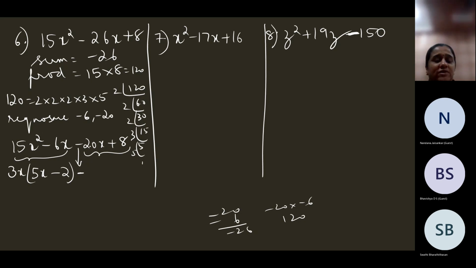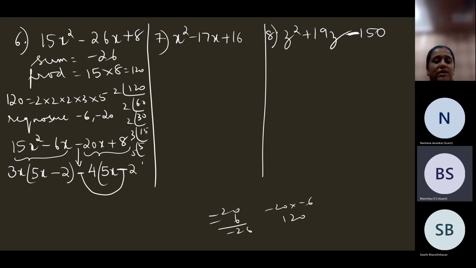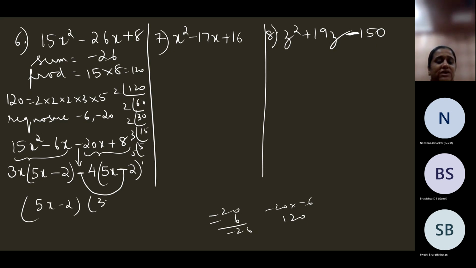What's the HCF of 20 and 8? 4, ma'am. 4 into 5 is 20. Minus into minus is plus. 4 2s are 8. So now 5x minus 2, write it once. And then the remaining two terms, 3x minus 4 in another bracket. Correct? Yes, ma'am. Very good. Yeah, please take down, children.